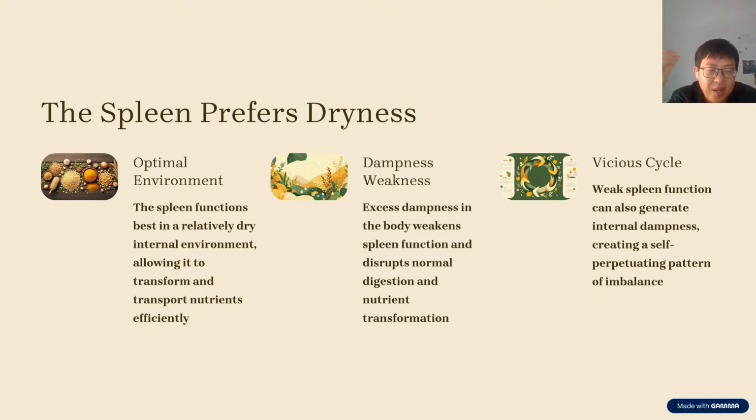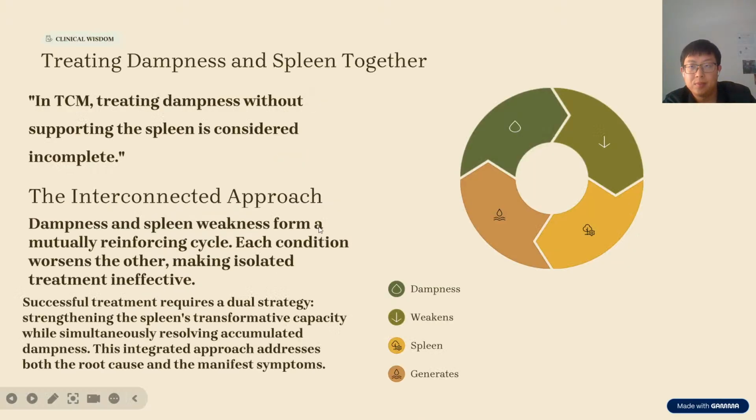So when dryness is maintained, spleen energy ascends smoothly. Proper ascent ensures effective fluid transformation. This prevents internal dampness and improves resistance to external dampness.